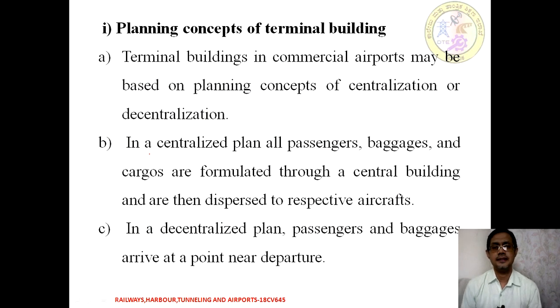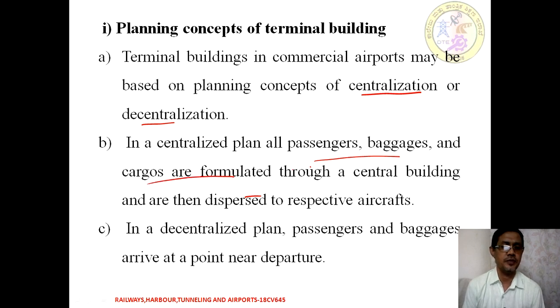As I said, for the terminal building we need to plan some concepts before starting. Usually terminal buildings are conceptualized based on a centralized or decentralized type of commercial airport. What exactly is meant by that? In centralized planning, all passengers, baggage and cargo are handled through the central building. That is called a centralized plan. If this activity takes place near the arrival or departure point, that is called decentralized planning.